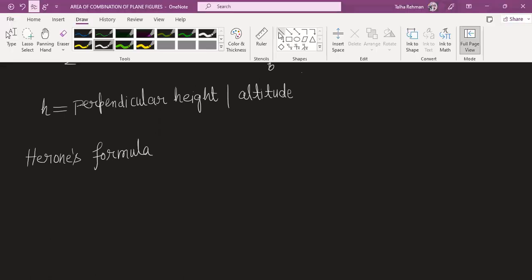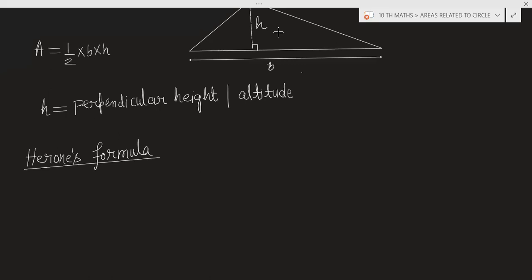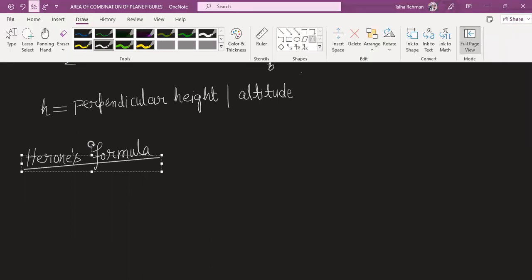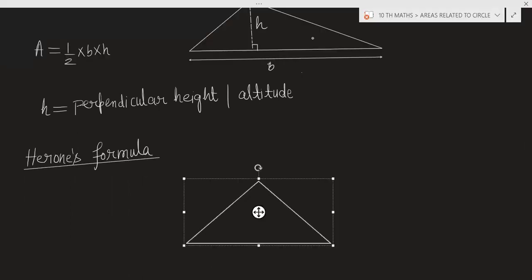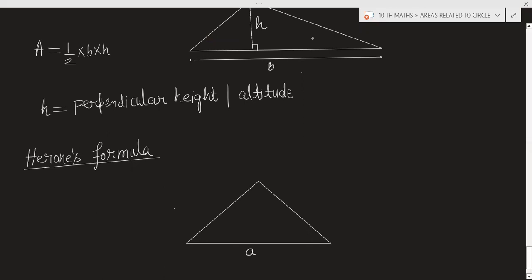Heron's formula. Now what is Heron's formula? Suppose you have a triangle like this, and this triangle has this side A, and this side B and this side C.